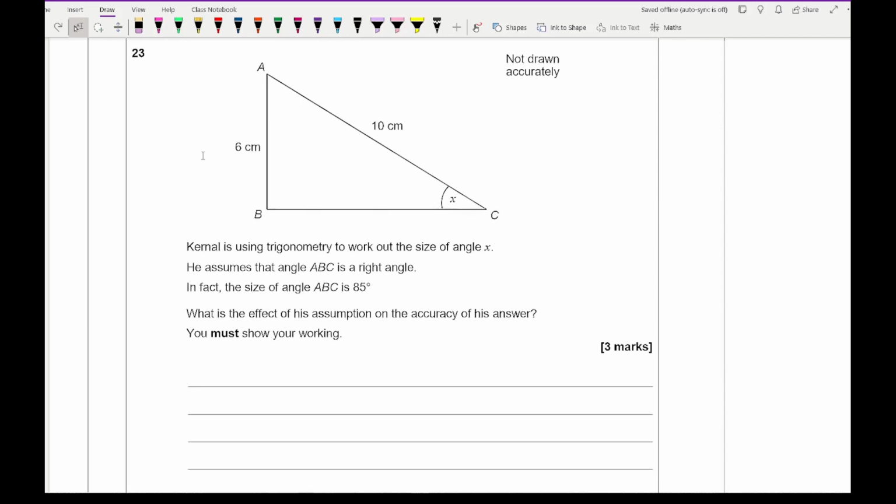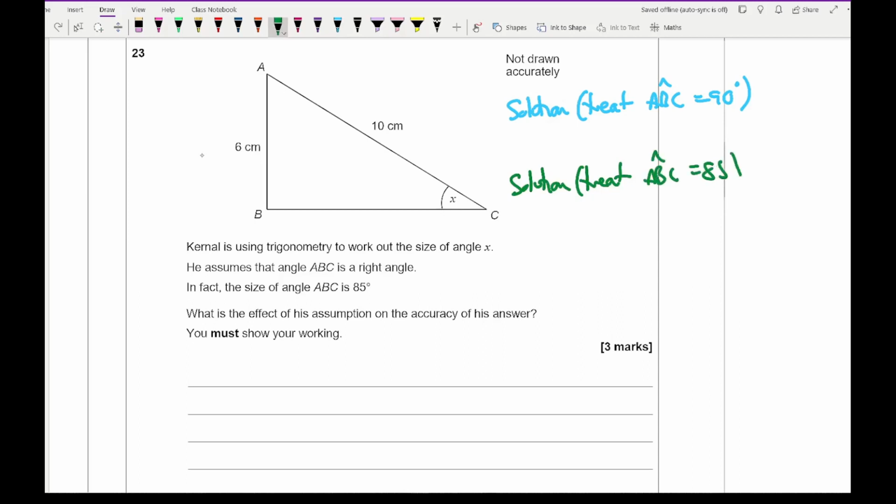x. He assumes that the angle ABC is a right angle. In fact, the angle ABC is 85. What effect is his assumption on the accuracy of the answer? You must show your working out. So what we need to do is, for solution 1, treat ABC as 90 degrees. And then for another solution, we treat ABC as 85 degrees.